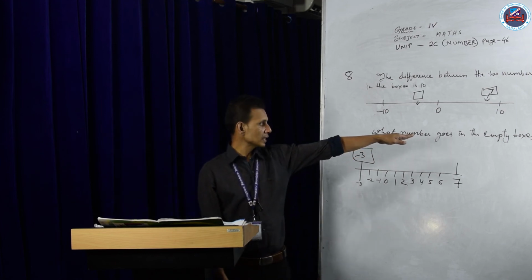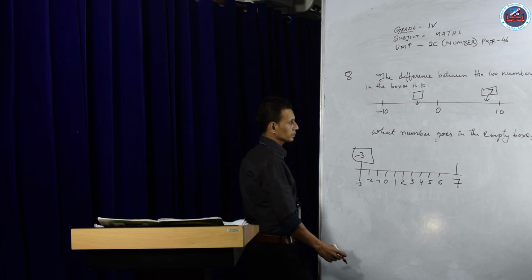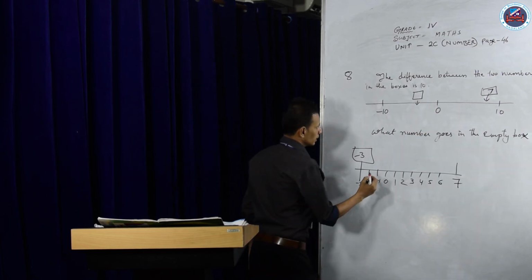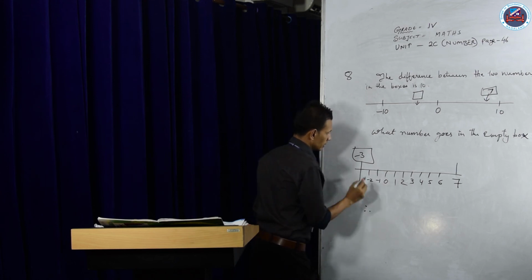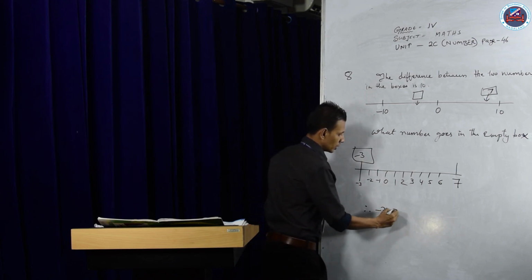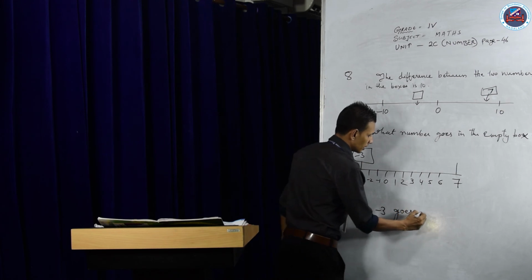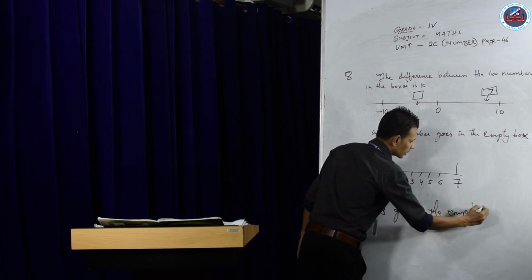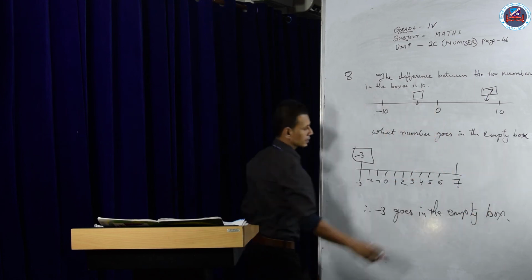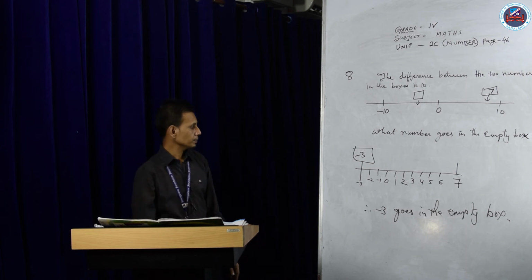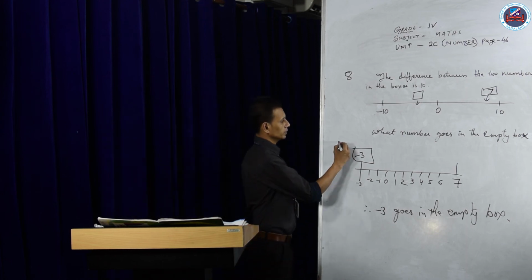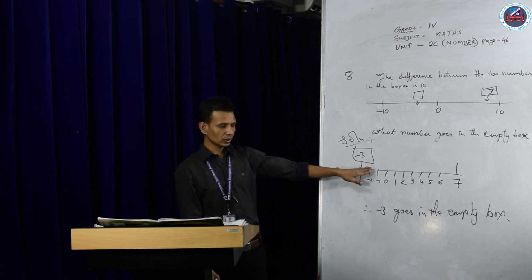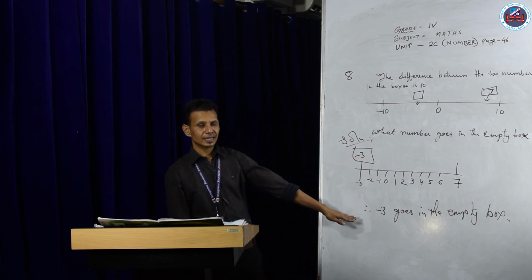What number goes in the empty box? Therefore, -3 goes in the empty box. That's it. You got it? So, for the solution, you can just use the number line and work it out. After that, you conclude with this one sentence.